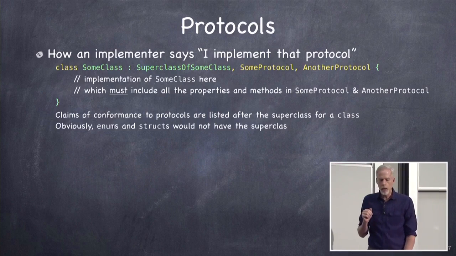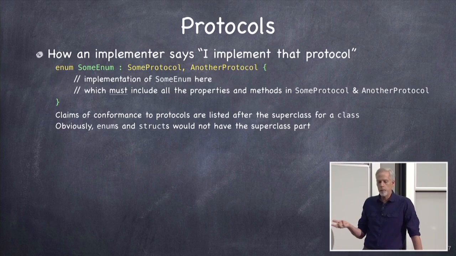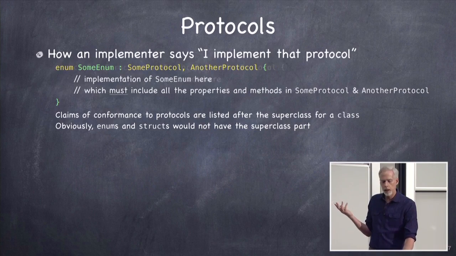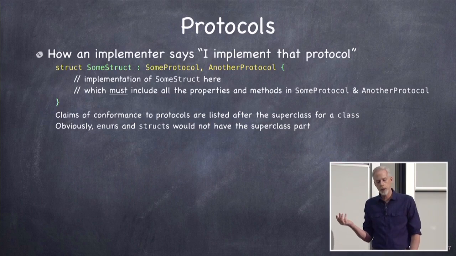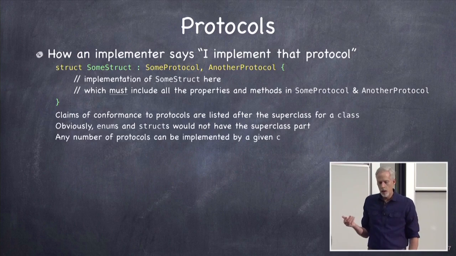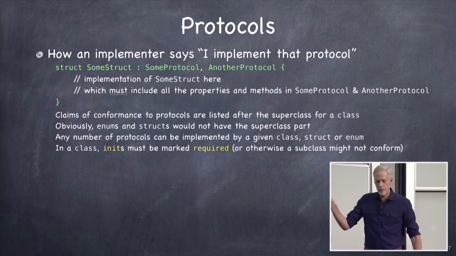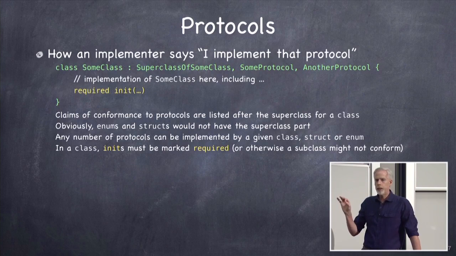All right, structs or enums, exactly the same. It's just they have no superclass. So here's an enum saying that it implements those two protocols. Okay, and here is a struct saying that it implements those two protocols. Now, you can have any number of protocols implemented, and as I said, the inits have to be required.